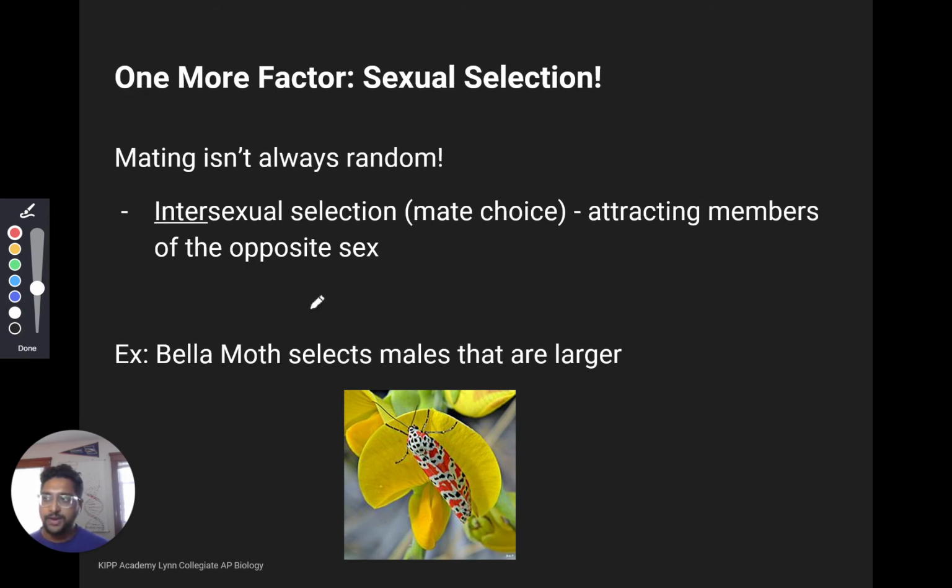So the other thing that you can have is intersexual selection, where you can attract members of the opposite sex by doing something unique. And so this is what things like peacocks will do, or Bella moths in this instance. They select males that are larger, so the larger you are, the more likely you are to attract a mate. And so this is another thing where it doesn't necessarily help you survive, and we'll look at an example of that with peacocks or something like that. But in this instance, it's literally just that it makes the other sex more desirable.